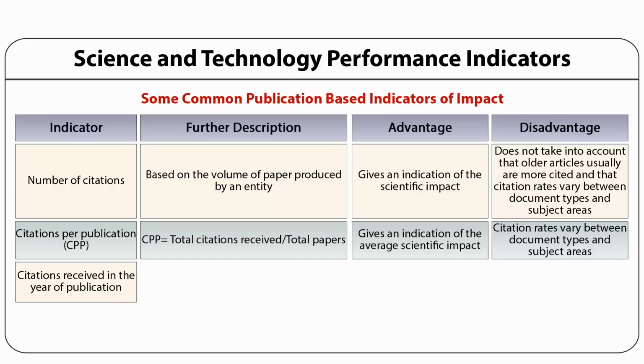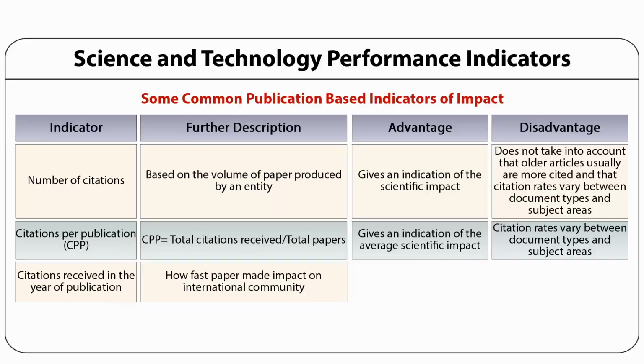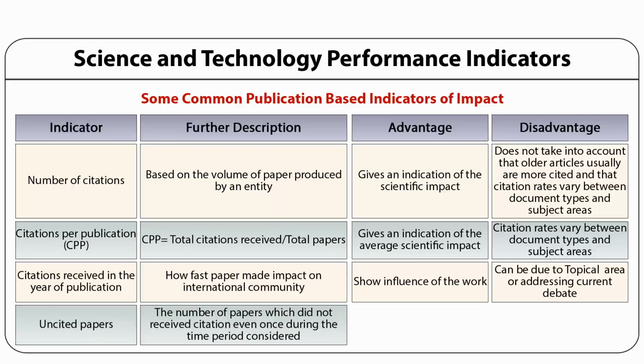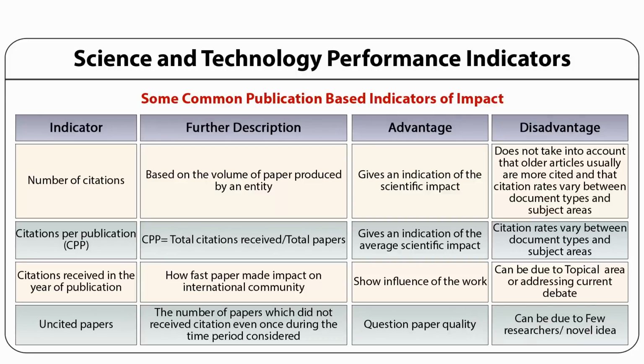Citation received in the year of publication. It shows how fast papers made impact on the international community, shows influence of the work, but the disadvantage of using these indicators is that due to topical area or addressing current debate, the citation received by a paper can be very high. Then another paper which may be very useful, but it is not in a topical area or addressing current debate. Uncited papers. The number of papers which do not receive citation even once during the time period considered is an important indication of the quality of a paper, but it can also be due to few researchers or a novel idea which takes time to pick up.